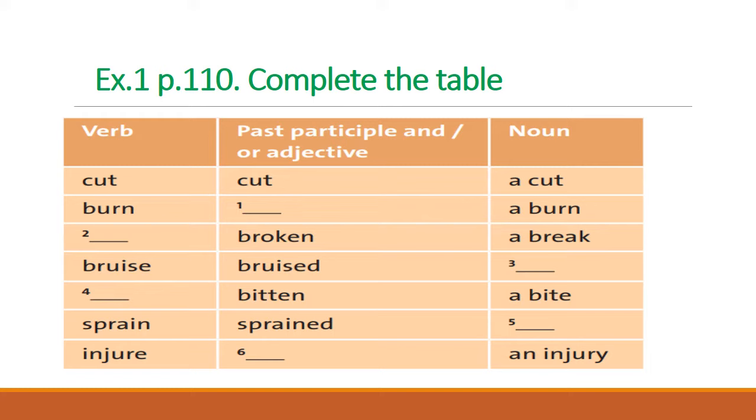Exercise 1. Complete the table. Verb. The second column. Past participle and or adjective.